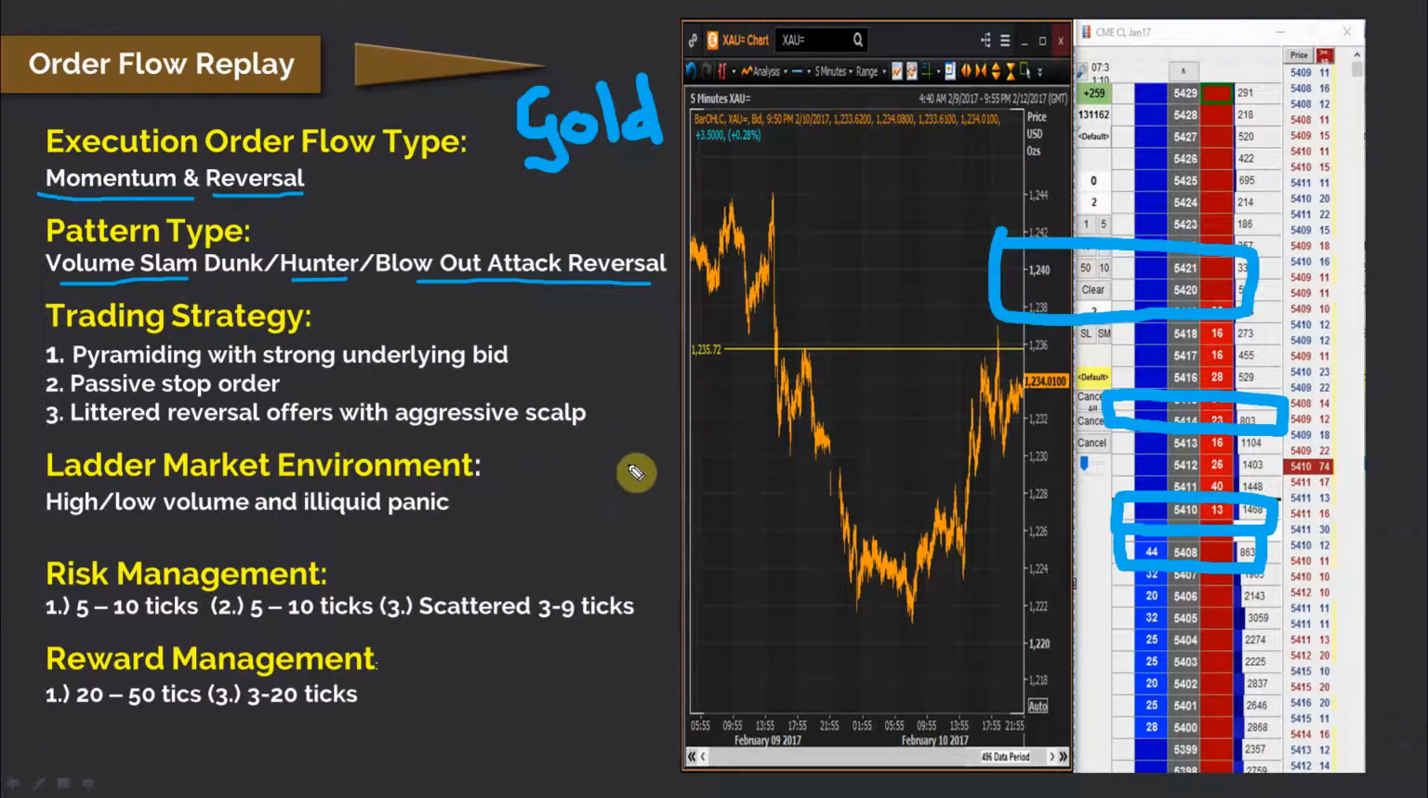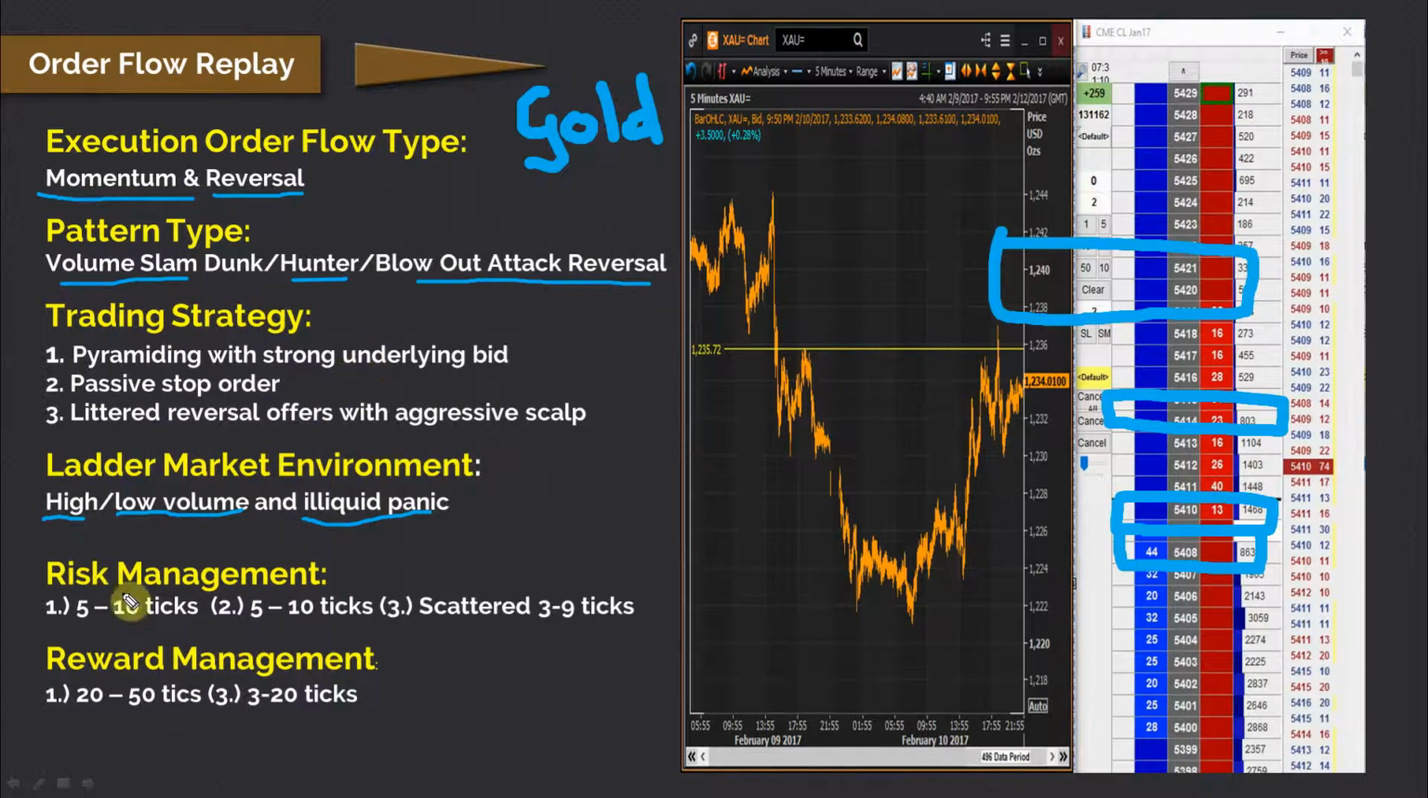So if you remember, when the market shifts up and hits some stops, then how you can actually find a trading strategy around that. The type of environment for a volume slam dunk, you actually want a high volume leading into the breakout, but for a hunter play, you don't need a high or low volume, you just need a passive entry. And then the blowout reversal is kind of as the market blows out, hunter stops down, you have an illiquid panic. And this will be made a lot clearer when we look at the video.